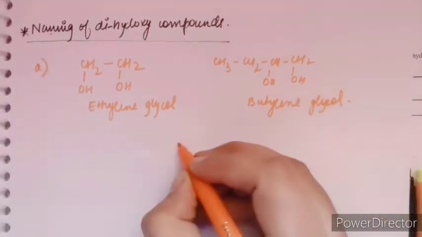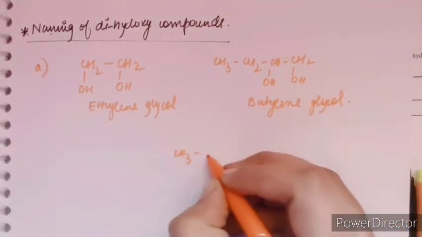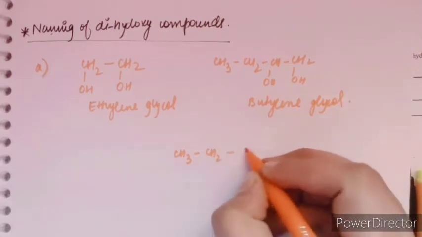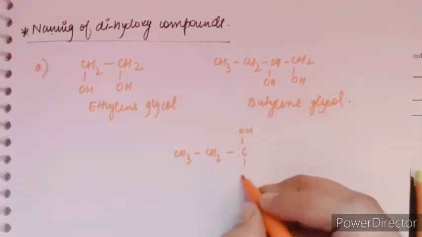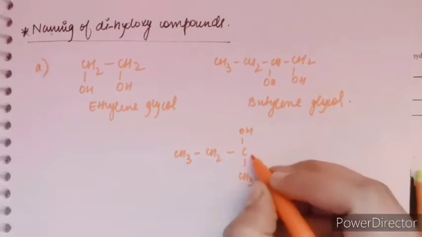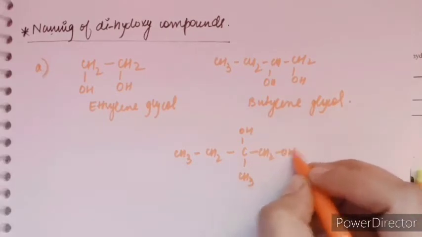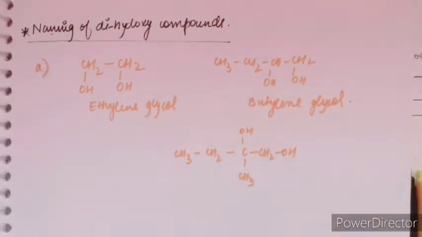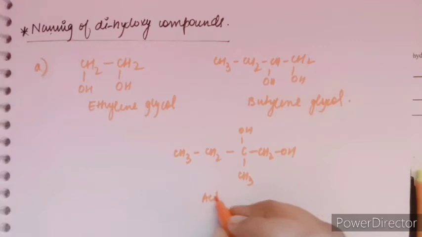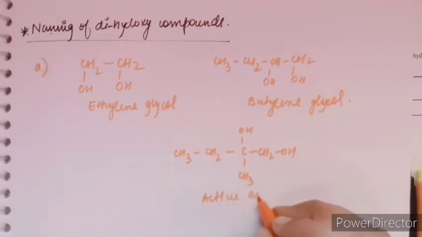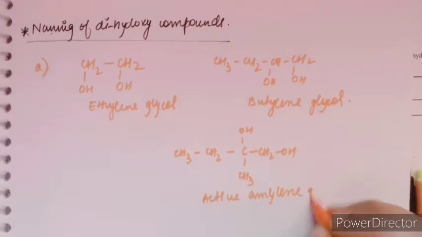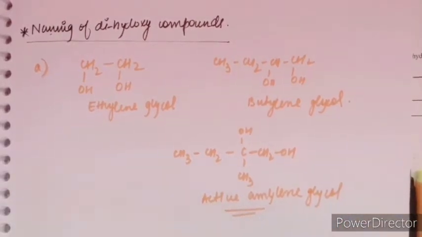Now if there is the presence of a branched chain in this compound, the naming should be active amylene glycol. So these are the first rule of dihydroxy compounds.